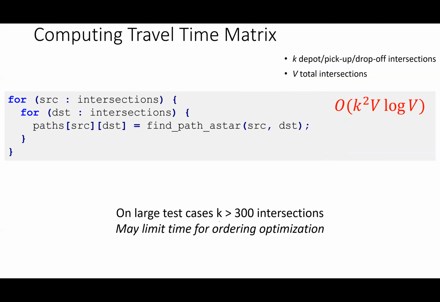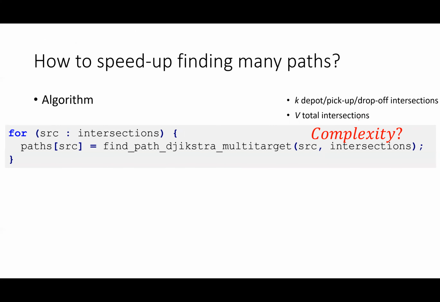So k for milestone 4 can be 300 or a little more than 300, and the number of intersections can be hundreds of thousands, right, for this V. The combination of that means this is a little slow. Okay, so how do we speed it up?